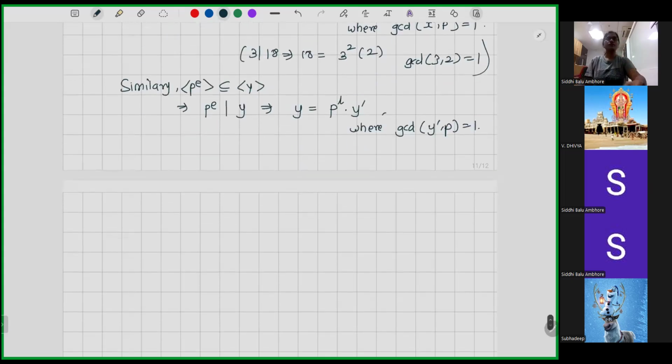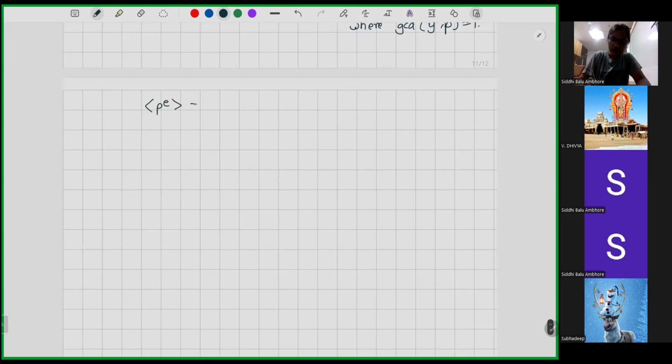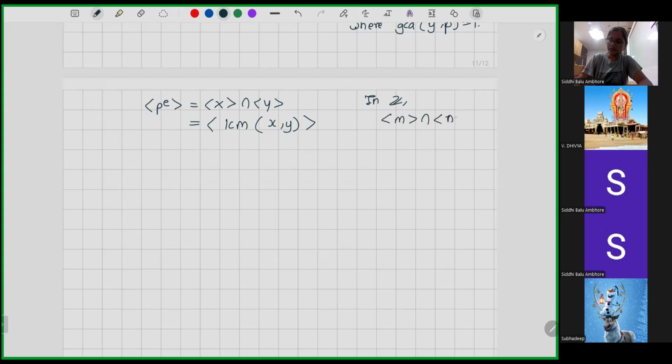Okay, but p power e is what? It is the intersection of x and y, and we are in Z, so we have all that information about how the intersection of two ideals is obtained. When I have the intersection of two ideals in Z, it is actually generated by the LCM of those, right? We know this. In Z, the intersection of (m) and (n) is actually generated by the LCM of m comma n. Okay, you can check this.